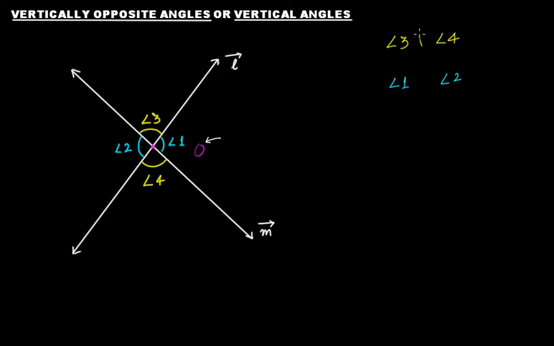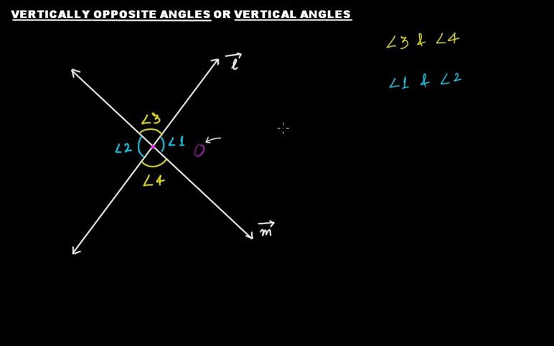these two are pairs of vertically opposite angles. Angle 3 and 4 are vertically opposite angles, and angle 1 and angle 2 are vertically opposite angles. So, you'd be thinking that angle 3 and angle 4 are actually in a vertical direction, that's why it's good to say them vertically opposite angles. But angle 1 and angle 2 appear, and actually are, in the horizontal direction.